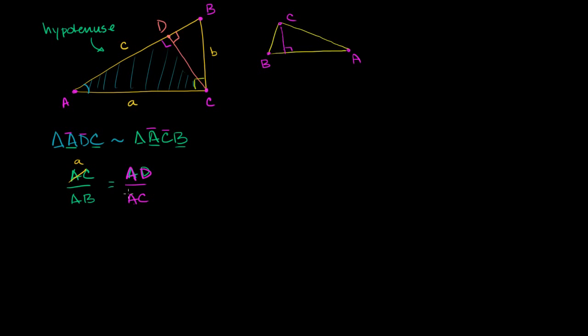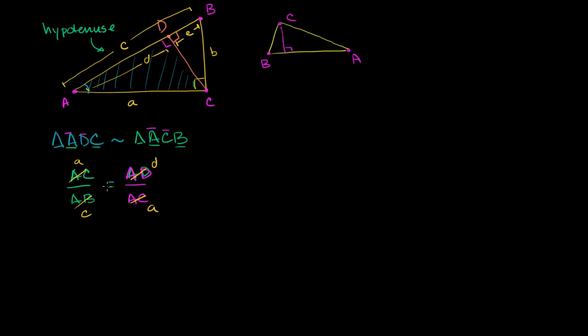AC is lowercase a. We don't have any label for AD, but we do have a label for AB. That is C right over here. We don't have a label for AD, so let's just call that lowercase d. So lowercase d applies to that part right over there. C applies to that entire part right over there. And then we'll call DB, let's call that length E. That'll just make things a little bit simpler for us. So AD we'll just call D.